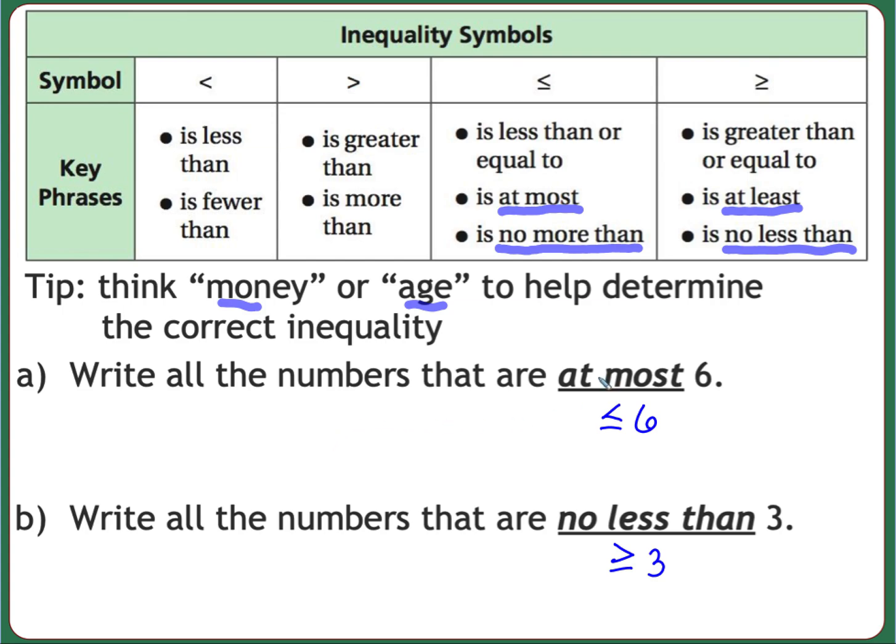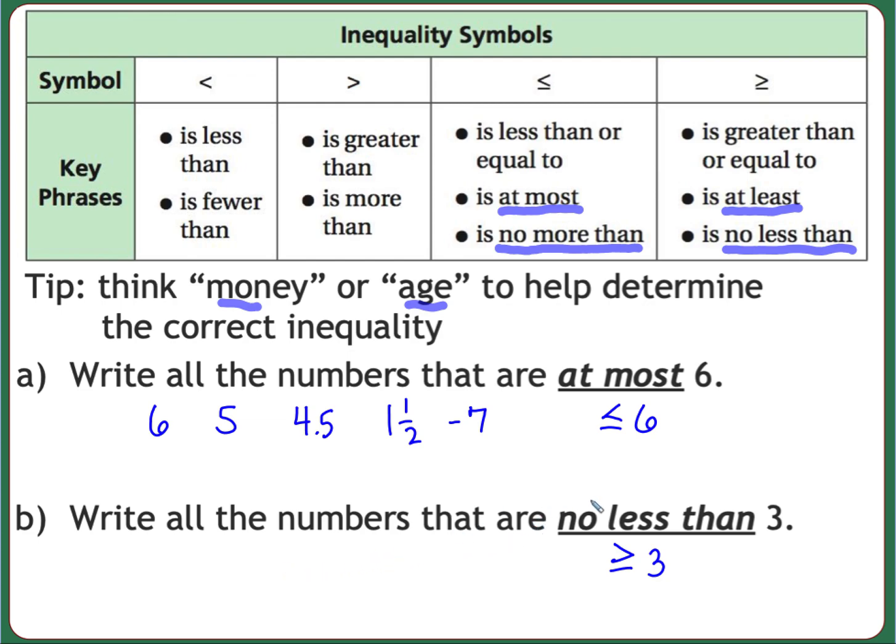All right, so the numbers that are at most 6, well, 6 is at most 6. If I have at most $6, I could have $6. I could have $5. I could have $4.50. I could write fractions too, like 1.5. And here I can get into the negatives, like -7.